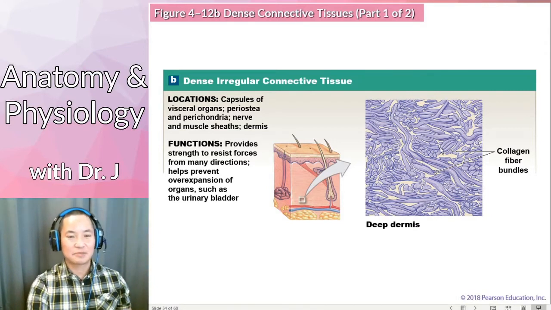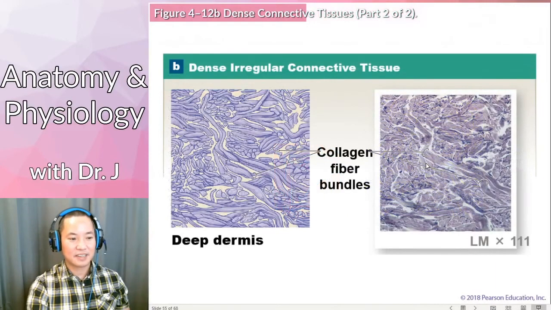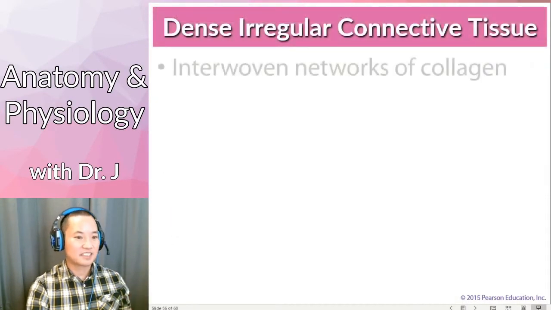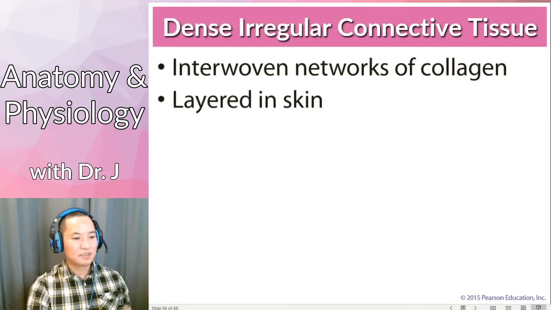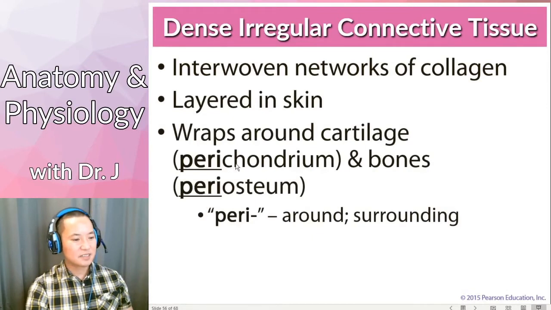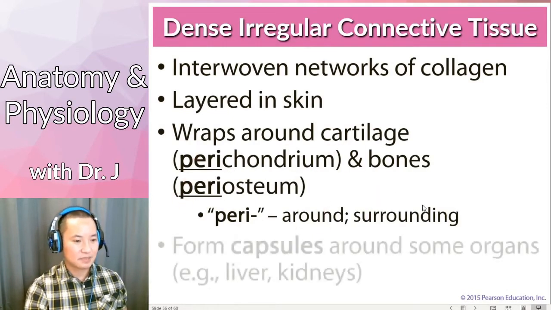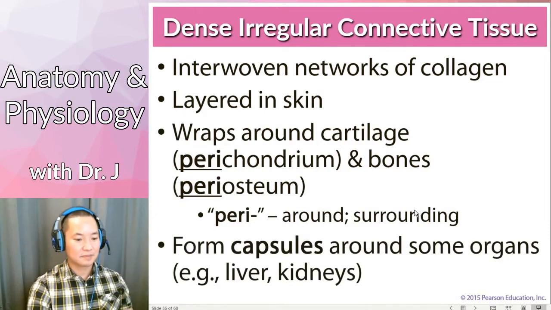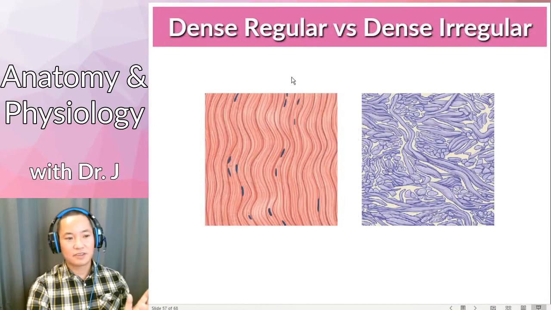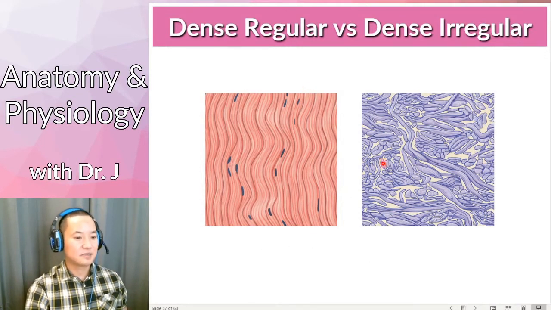This is dense irregular because these collagen fiber bundles are no longer tightly packed, and now they're interwoven in a relatively disorganized manner. So this is the difference between dense irregular and dense regular. They both have collagen; it's just how it's arranged. So it's interwoven networks, layered in skin. And this one, don't worry too much. We'll cover this more in chapter 6, I believe. That's on exam 2. So overall, what's the difference between dense regular and dense irregular? Dense regular is tightly packed and parallel. Dense irregular is a little less packed, and you notice that they're not parallel. It's all interwoven and crisscrossing.